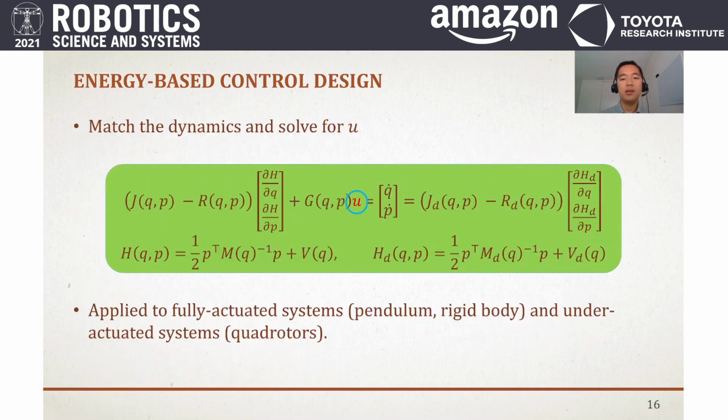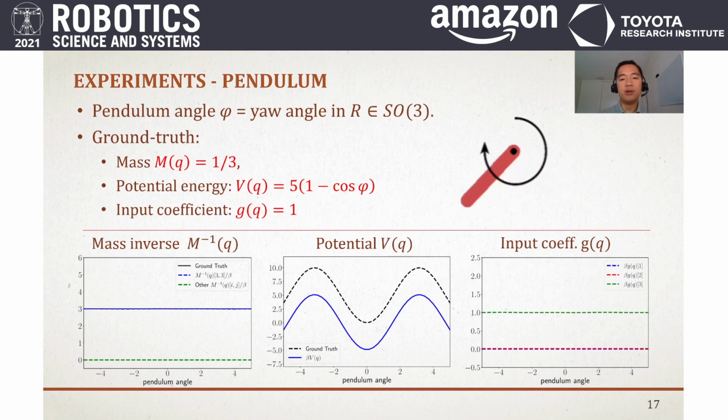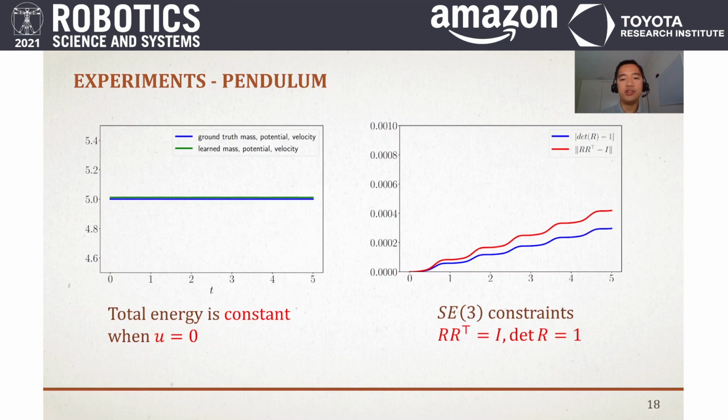We then apply our energy-based controller to both fully actuated systems like pendulum and rigid body and underactuated systems like quadrotor. For experiment, we first test our learning approach with the pendulum with these ground truth values. Our learning method can learn the correct mass, the correct input coefficient G, and the correct shape of the potential energy V. We verify the energy conservation by showing that the total energy of the system is a constant when the control is 0. The SE3 constraints are also satisfied by our framework.